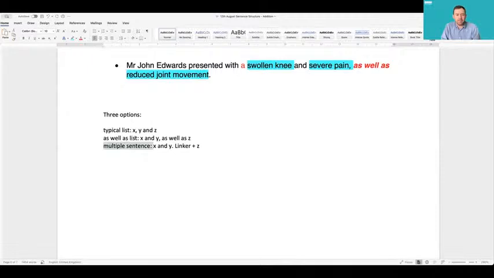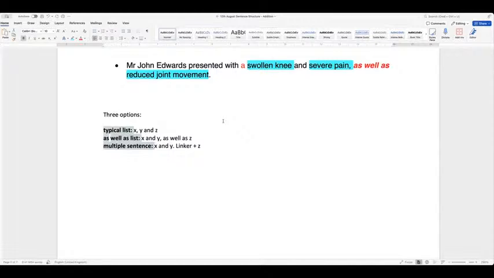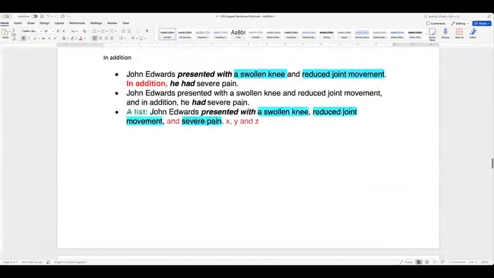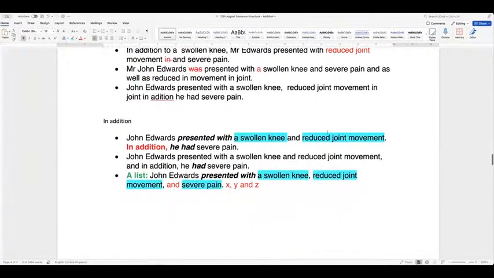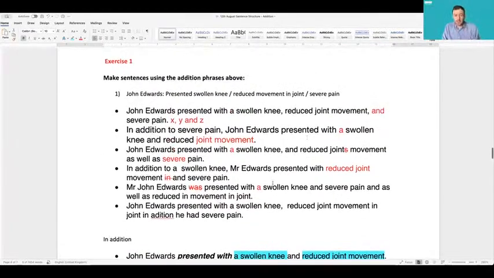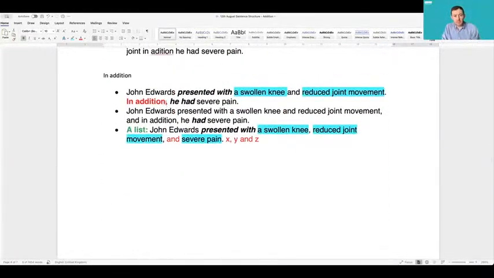Taufik, have you got a question? Yes, please. I have 2 questions. Go on. So the first one is it possible to say, additionally, John Edward presented with a swollen knee, reduced joint pain, and severe pain? If you wanted to use additionally, it would be the same as in addition. Okay, you just take this and do that. That's what it is. It's not a list. It's 2 sentences. Or you can say and additionally.